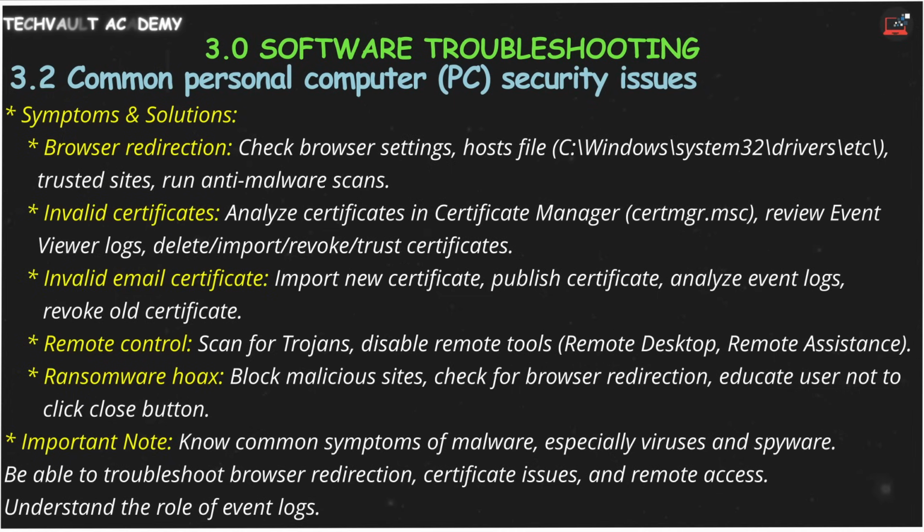Delete, import, revoke, trust certificates. Invalid email certificate: import new certificate, publish a certificate, analyze event logs, and revoke old certificate. Remote control: scan for trojans, disable remote tools, Remote Desktop, Remote Assistance. Ransomware hoax: block malicious sites, check for browser redirection, educate user not to click the close button.